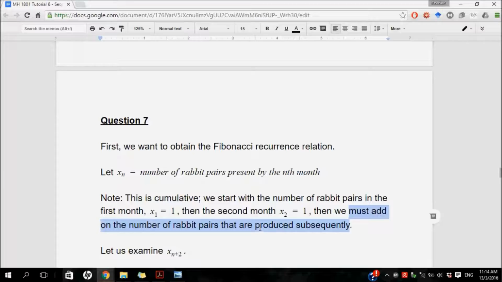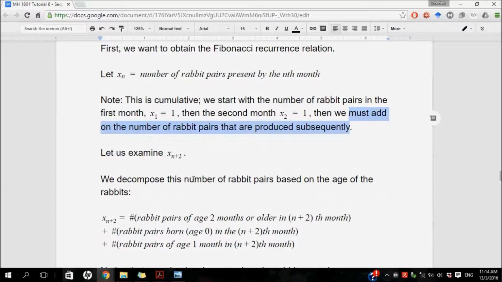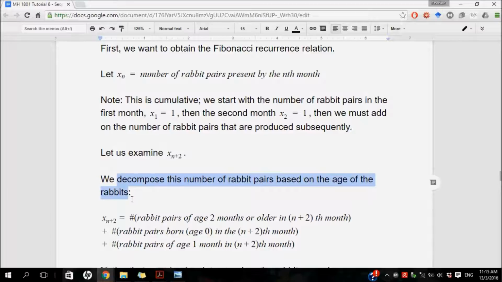So to get the recurrence relation, what we will do is to examine xn plus 2, the corresponding number of rabbit pairs that are present in the n plus 2th month. We will decompose this number of rabbit pairs based on the age of the rabbits. Knowing the age of the rabbits in the n plus 2th month will allow us to get a nice partition of the number xn plus 2. And here is how we will do it.